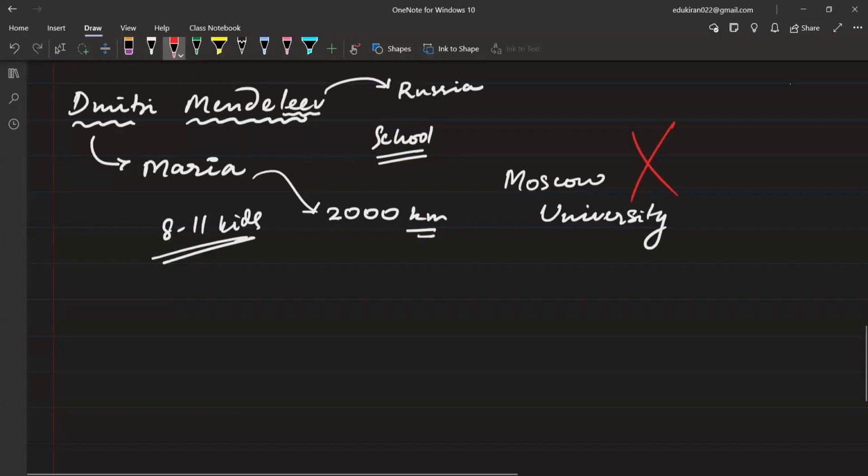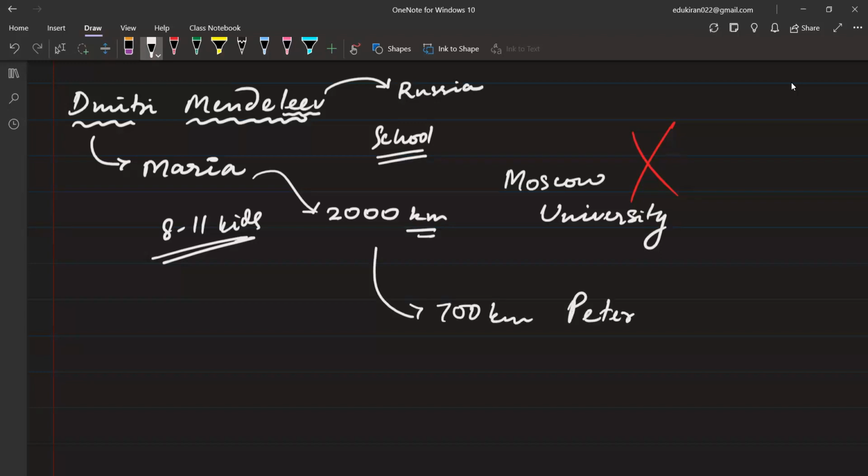She tried to show that Mendeleev is talented, but he did not have any recommendations from any other teachers. So after that, she went a further 700 kilometers to Petersburg. St. Petersburg University was the same university in which Mendeleev's father had studied, and some of the teachers were also the teachers of his father. That is why he got admission in St. Petersburg.